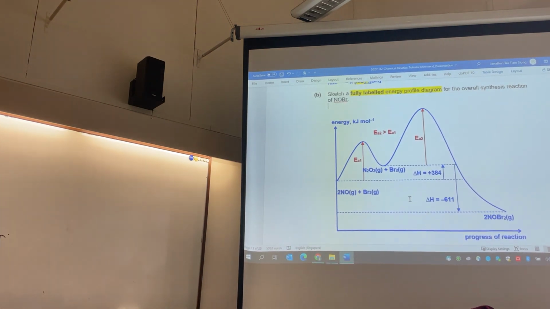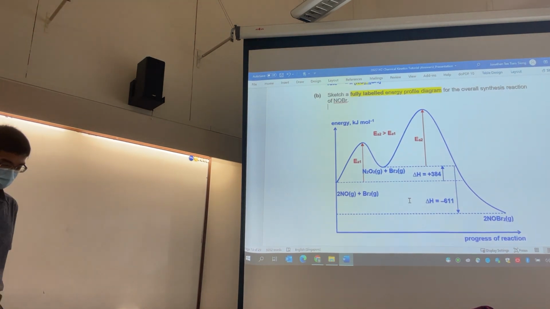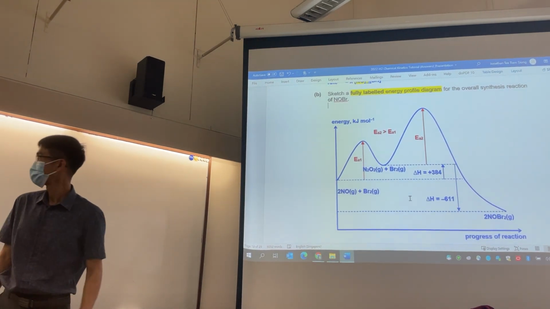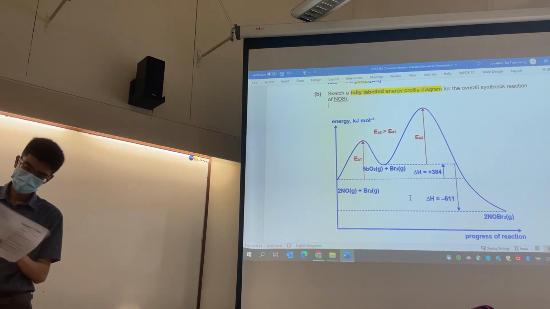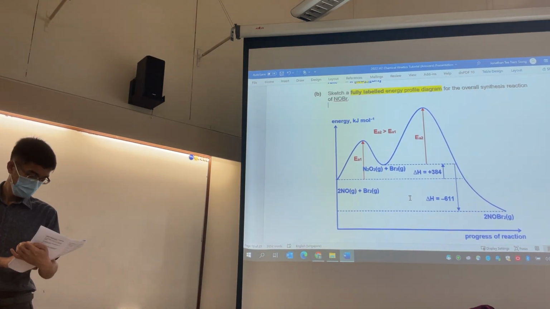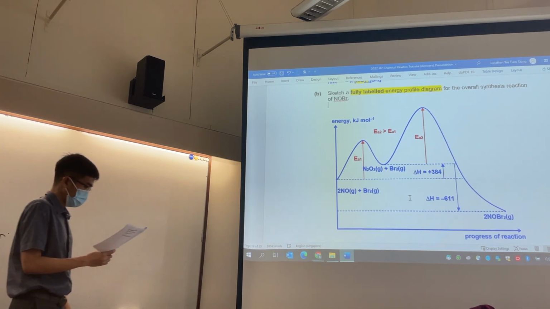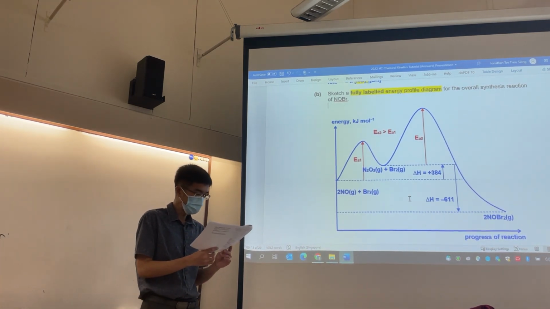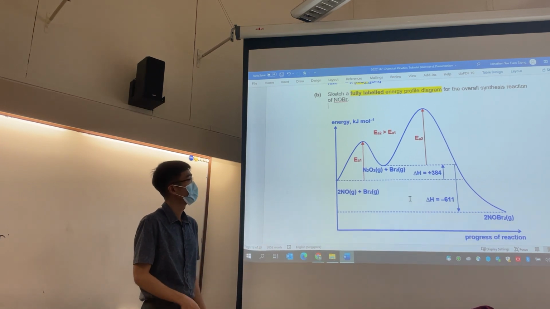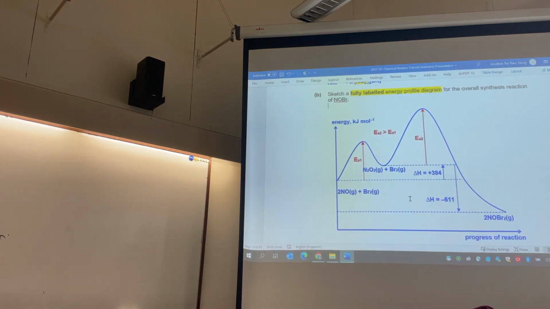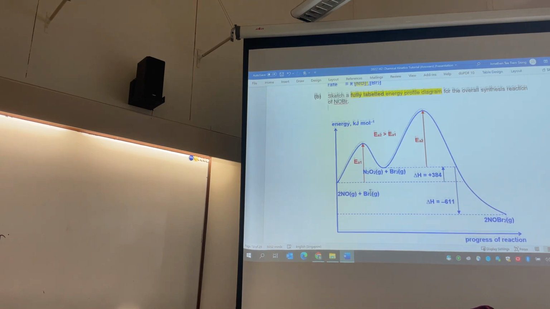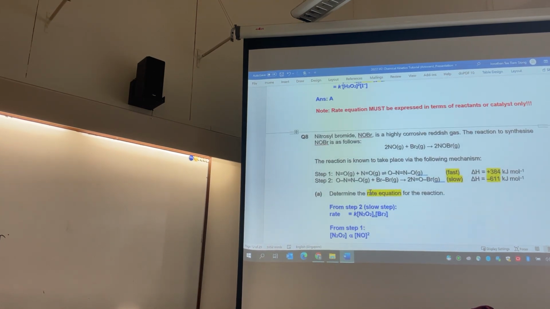Okay, once you're done, can you please look at question number 9? Oh, okay. We need the sign of entropy change for the overall reaction. Okay, let's come back to this one now.